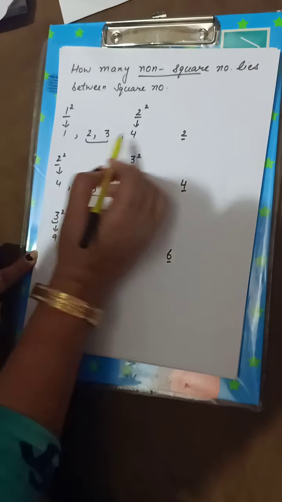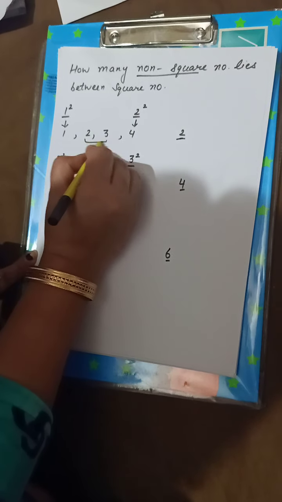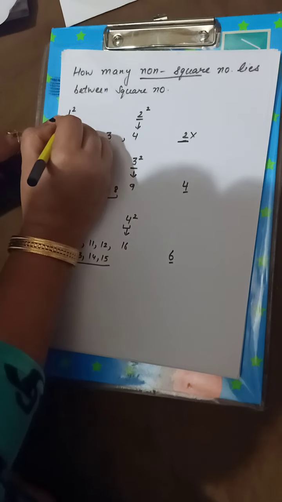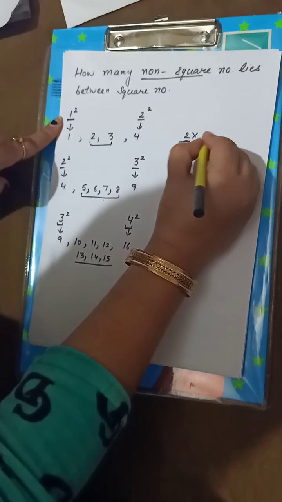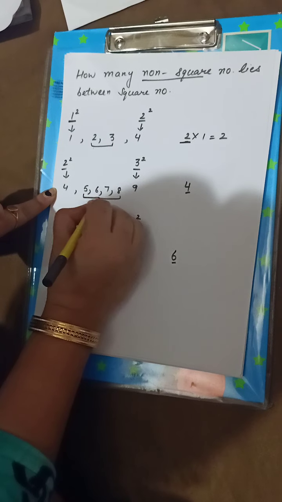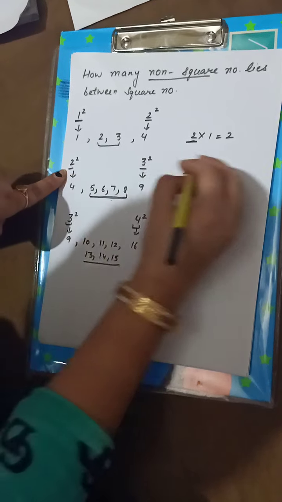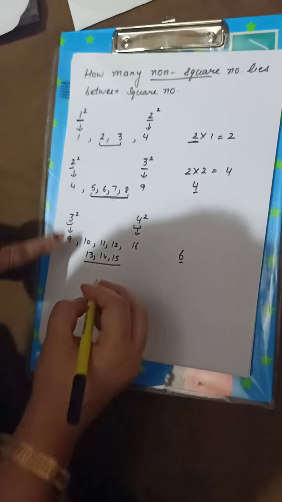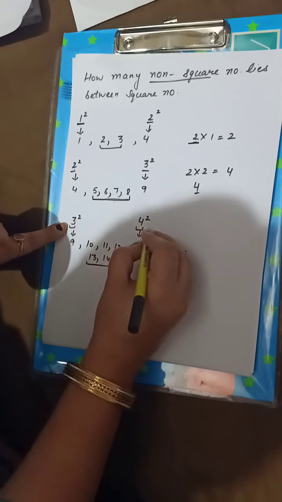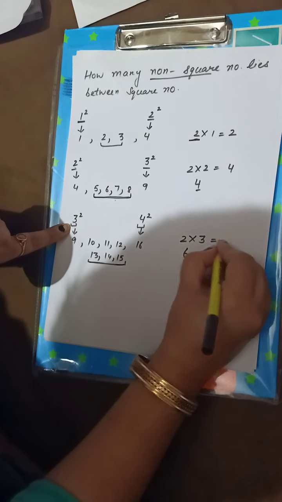Here 1 square and 2 square are square numbers, and two non-square numbers lie between them. It means 2 multiplied by the smallest natural number 1; 2 multiplied by 1 is equal to 2. Here 2 square and 3 square: how many non-square numbers lie between them? 4. It means 2 multiplied by the smallest natural number 2 is 4. Here 6 non-square numbers lie between 3 square and 4 square. It means 2 multiplied by the smallest natural number 3.